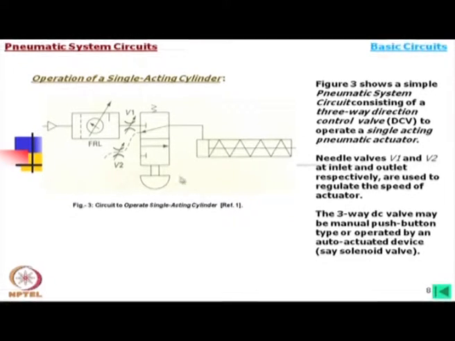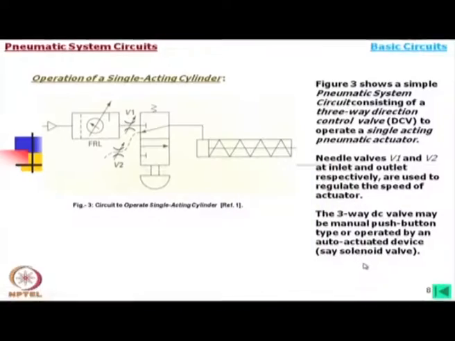The 3-way DC valve may be a manual push button. In most cases you will find the push button type for a single machine you are operating, but in a sophisticated machine, or when you need very quick operations, you can use auto-actuated devices, for example a solenoid valve. That means here the actuation is through a solenoid.